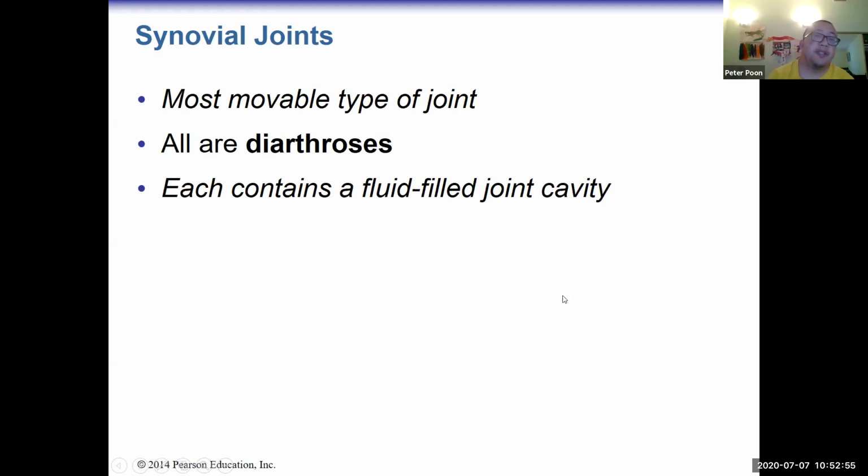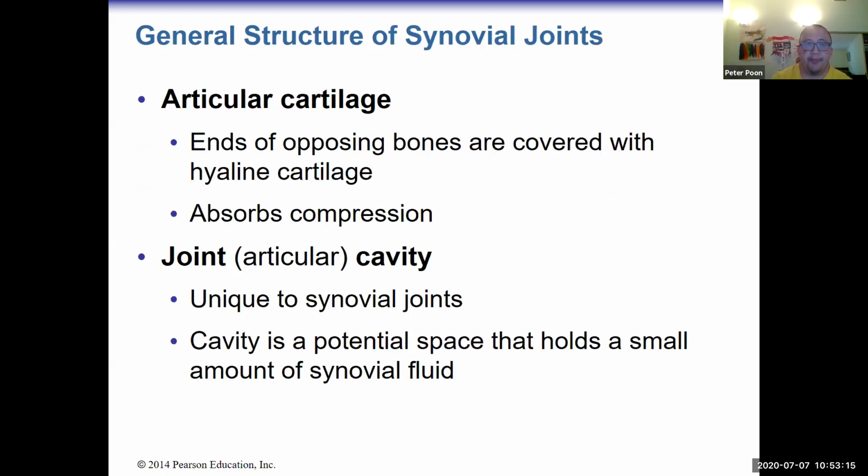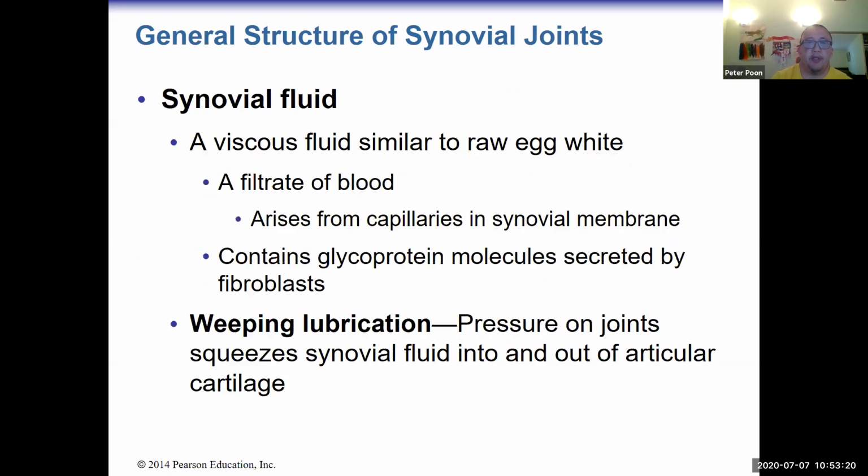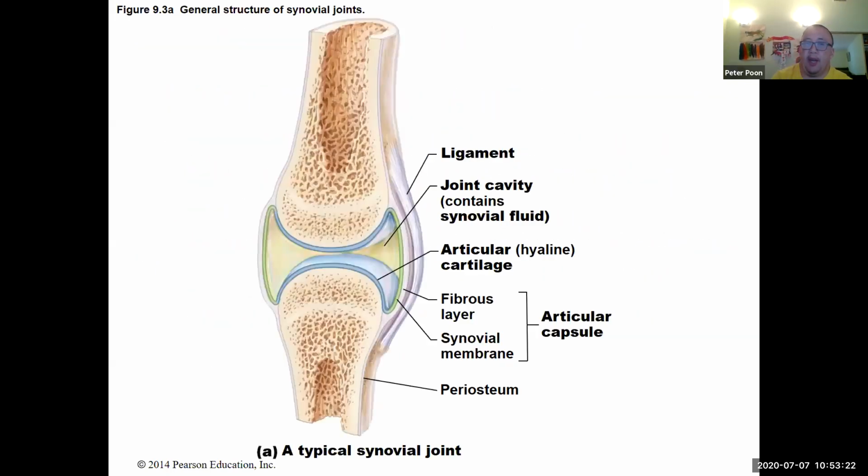All right, synovial joints. Synovial joints are the most movable type of joint. So I'm going to focus most of my explanation of what a joint is on synovial joints because they're by far the most important. All right, I like to explain all that previous stuff on the picture.